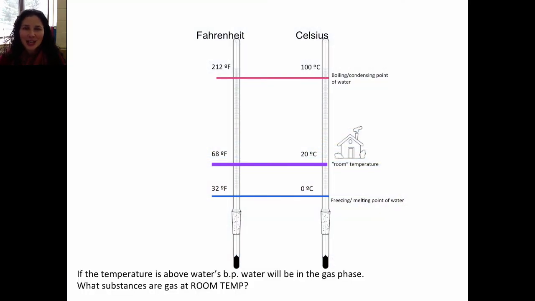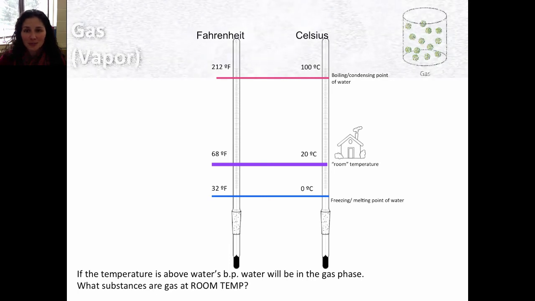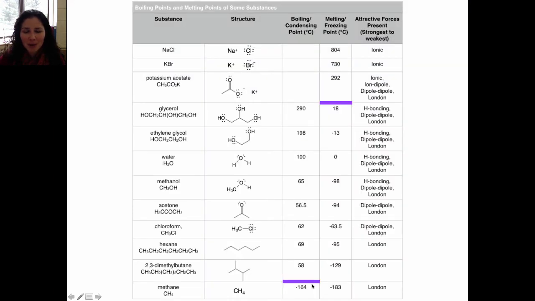I said earlier that if the temperature of a substance is above the boiling point, for example if we're above the boiling point of water, the water will exist as a gas. This is true for every substance. So what substances are gas at room temperature? If a substance is gas at room temperature, that means the room temperature must be above the boiling point. If room temperature is above the boiling point, then the substance will be a gas.